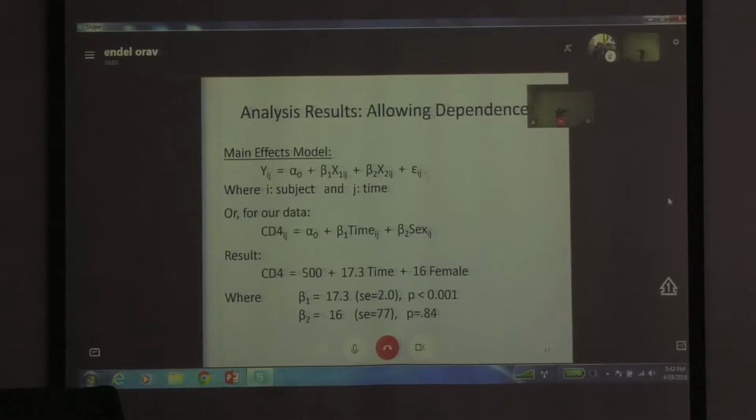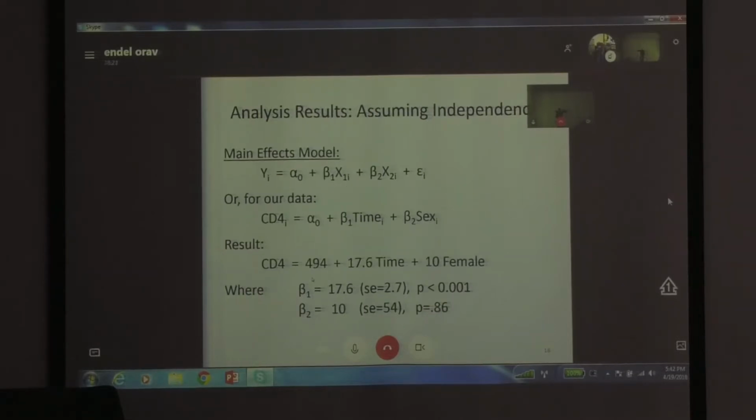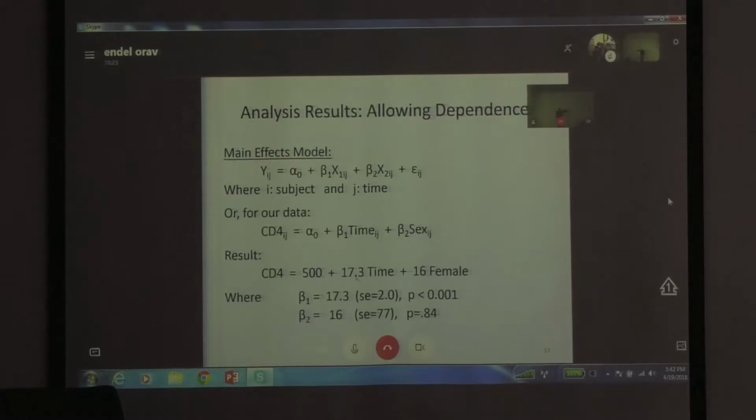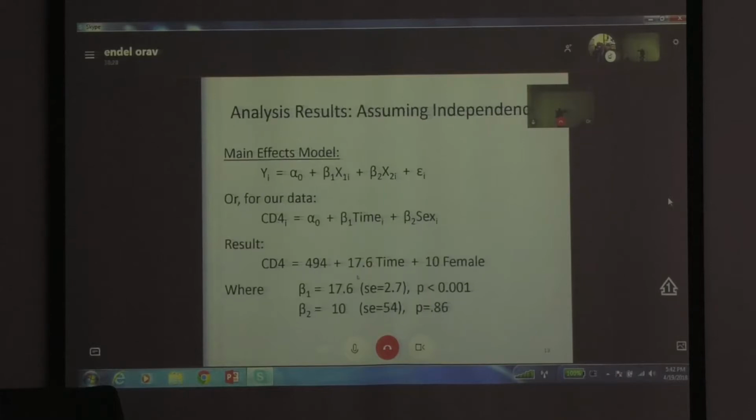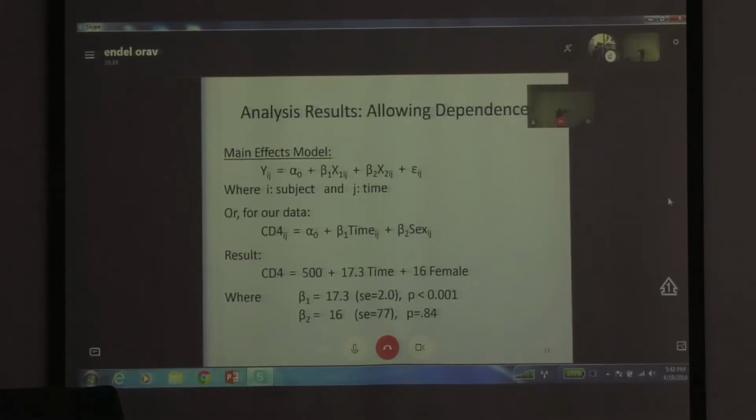Because this time I allowed for the error terms to be dependent, the intercept, the average CD4 count for men at baseline, is 500 instead of 494, a slight change in the estimate. The increase over time is 17.3 instead of 17.6. The difference between men and women is 16 rather than 10. The change over time is still significant. The difference between men and women is still non-significant.